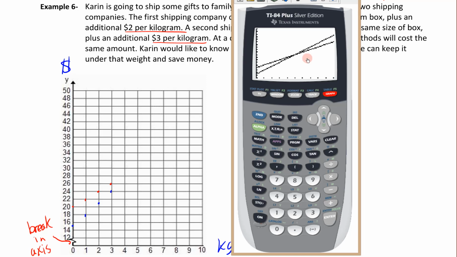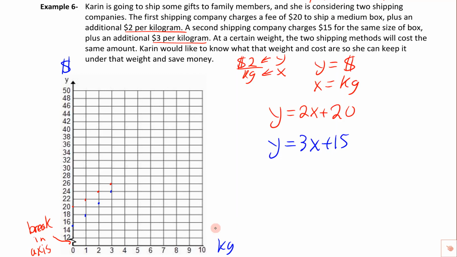Let's go ahead and have the calculator find the exact answer for us. So we're going to hit second calculate. We're going to hit the number 5. And again, we just hit the enter button 3 times. It's going to find the answer for us. It happens to be 5,30. So let's come back here and let's kind of confirm that.